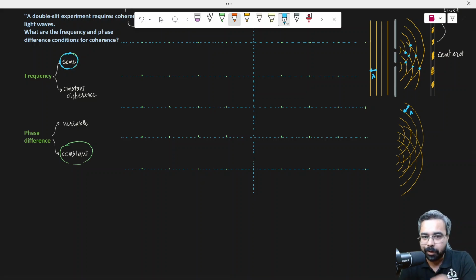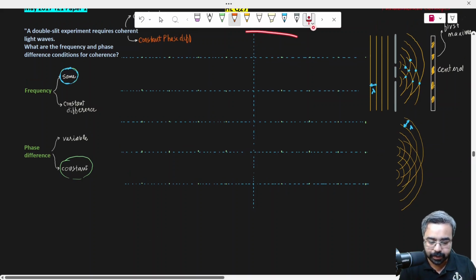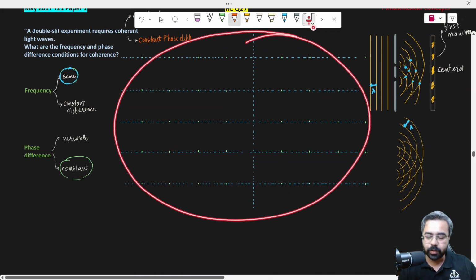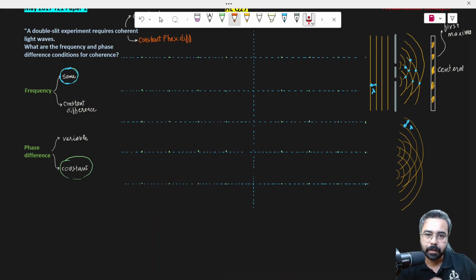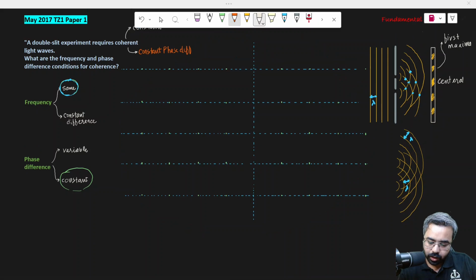But this point is tricky: what exactly does it mean that the phase difference is constant? I am going to show you exactly that in this section. Not only that, I will also explain the path difference. So let's draw the first wave.